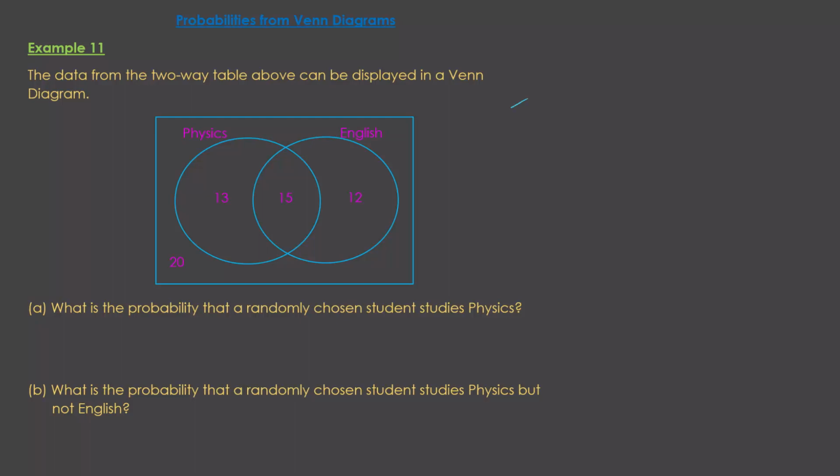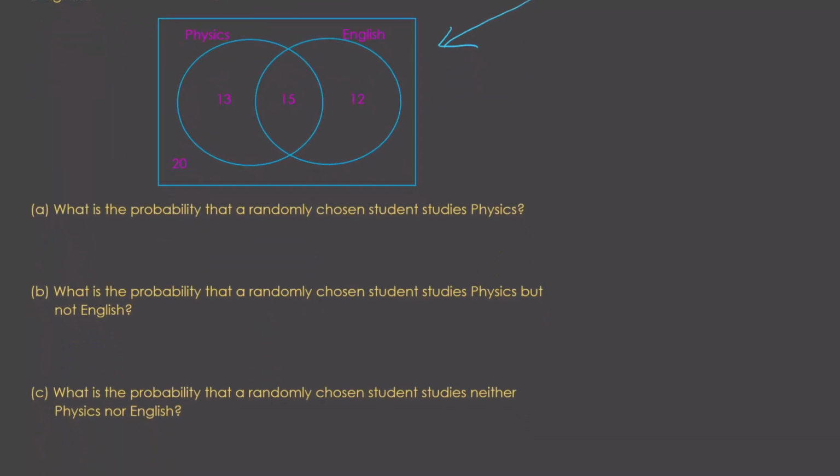What we have here is essentially the data from the previous example, example 10, but expressed in a Venn diagram instead of a two-way table. What is the probability that a randomly chosen student studies physics? So, physics students will all be in this ring on the diagram.